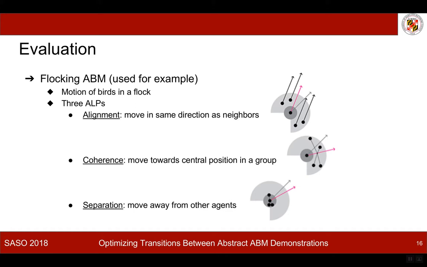The flocking agent-based model is what we used as an example of this technique. In this case, that represents the motion of birds in a flock. These had 3 agent-level parameters that were present: alignment, coherence, and separation. Alignment was moving in the same direction as the neighbors. Coherence was moving towards a central position in a group. And separation was moving away from other agents.